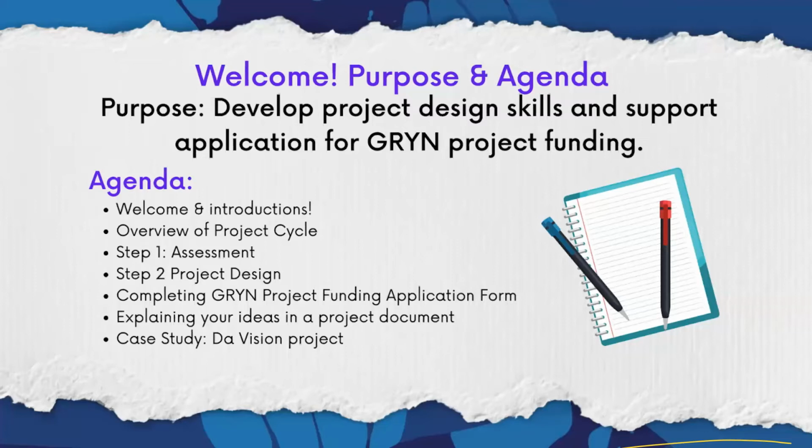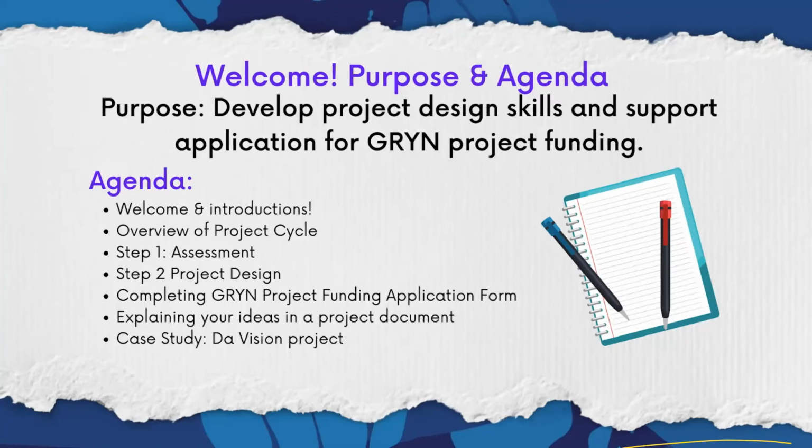So our agenda today: first will be a welcome and introduction that we are doing right now. Thank you for introducing yourself on the chat. The second thing will be an overview of a project cycle. What does a project cycle entail? And then the first 2 steps are the ones we're going to be focusing on. That is assessment of your community, and then project design. Then we shall go to completing the Global Refugees Network project funding application, which we shared with you last week. And then also explaining your ideas in a project document.